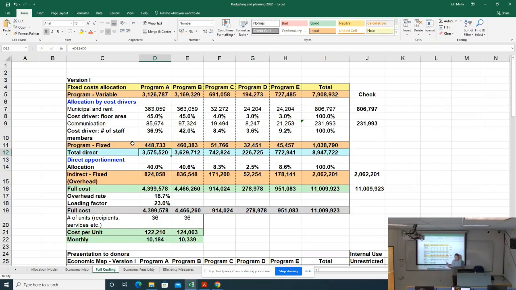And you can see that we moved from 7.9. We began with 7.9 million, which is the program variable. Then we allocated the fixed cost, which add up to slightly more than $1 million. And now we have 8.9 million as our direct cost of the program. And now we have only one last component to allocate, and that is the general and management. Questions until now?